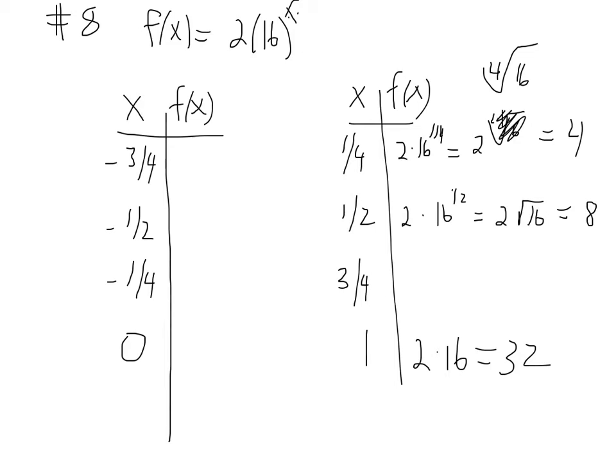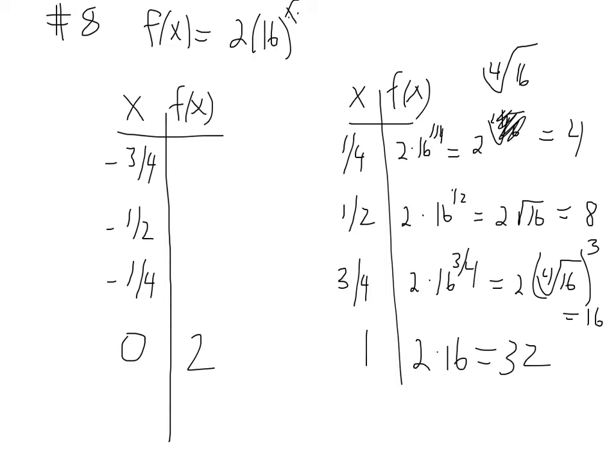Alright, and then we have 2 times 16 to the 3/4. 16 to the 3/4 means you're going to do the 4th root of 16, but then you're going to cube that answer. 4th root of 16 is 2. 2 cubed is 8. 8 times 2 is 16. Alright, now let's go over here and plug in 0. That's nice because 16 to the 0 is the number 1. 2 times 1 is 2.